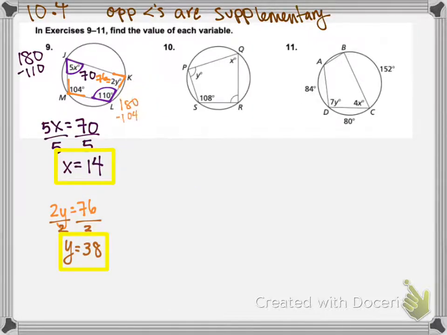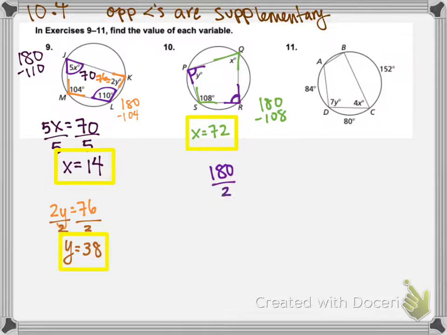Alright, this next one is a little bit different. So the first thing we can do is find x. That's simplest. X is across from 108. So 180 minus 108. X will equal 72. This next one, you have to know that these arcs mean that they're congruent. If they add up to 180, you're going to split 180 into two congruent pieces, which makes 90. So y equals 90.